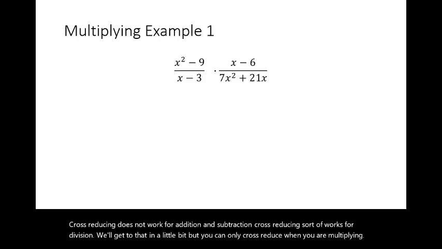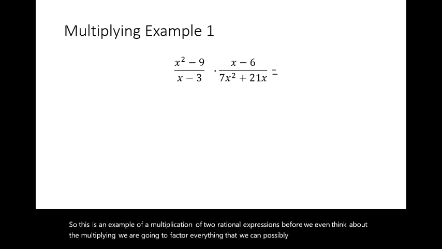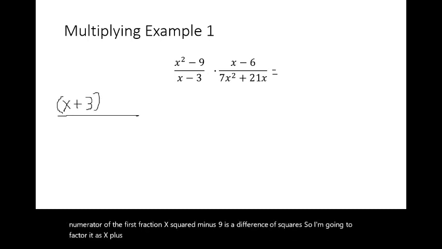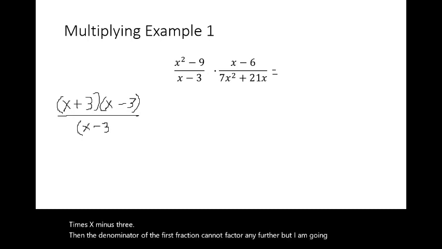This is an example of a multiplication of two rational expressions. Before we even think about the multiplying, we are going to factor everything that we can possibly factor first. For the numerator of the first fraction, x squared minus 9 is a difference of squares, so I'm going to factor it as x plus 3 times x minus 3. Then the denominator of the first fraction cannot factor any further, but I am going to put parentheses around it.